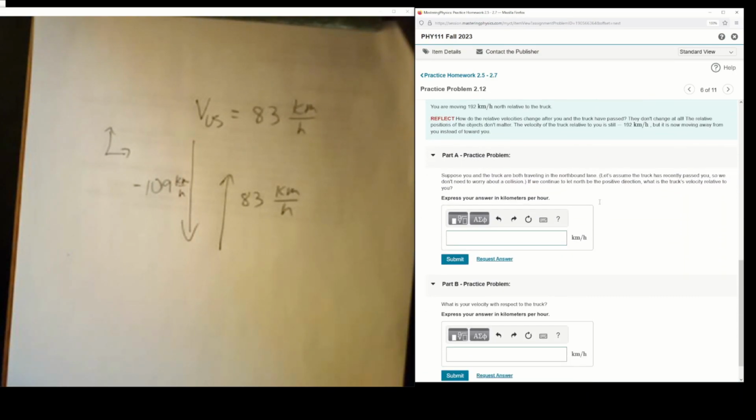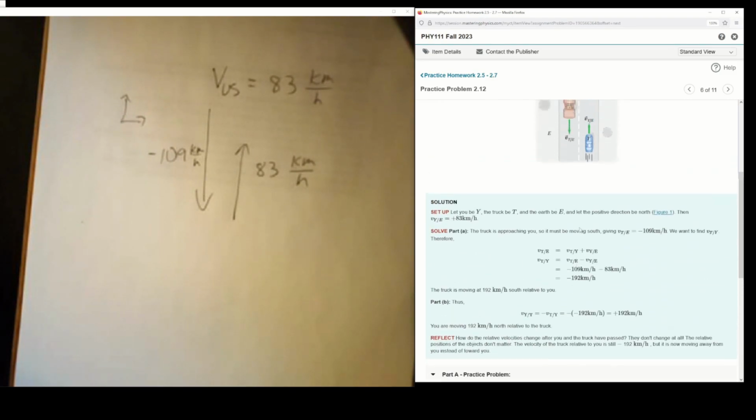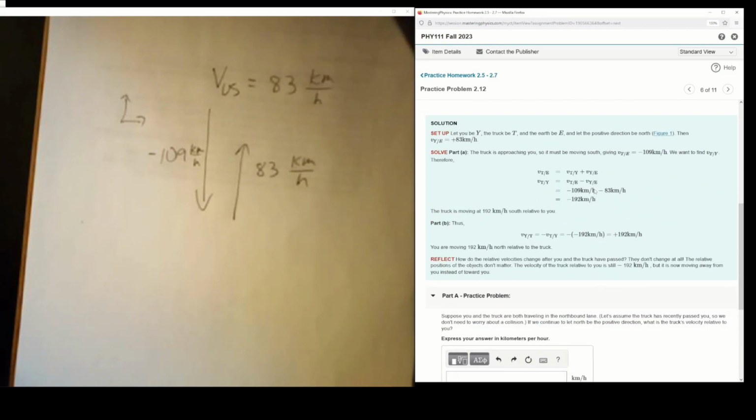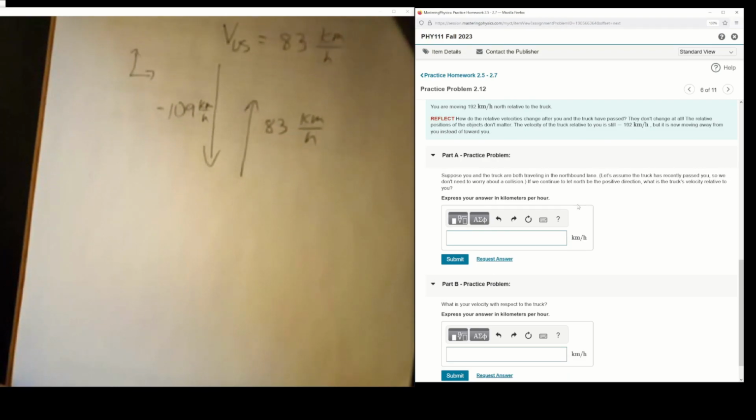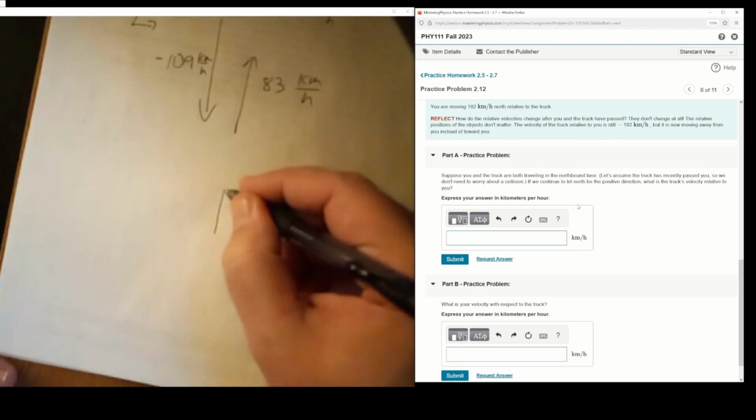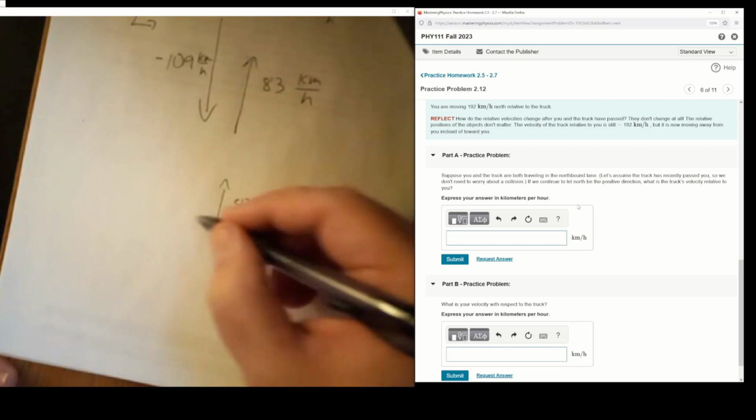And let's see what questions we got. Suppose you and a truck are both traveling in the northbound lane. All right. So they changed up that initial picture, and they worked through that initial picture in this light blue area if you want to check that out. But so we got a different setup. Same speeds. We're going 83. Truck going 109. It's passing us.